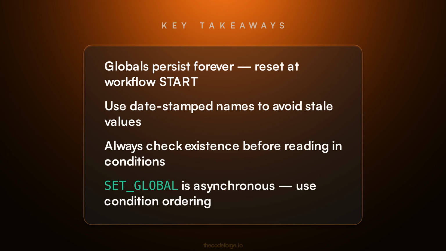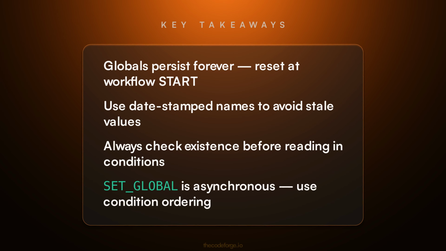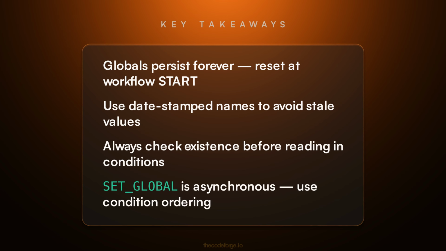To wrap up, global variables are powerful but dangerous. Reset them at the start of each run, use date-stamped names, and always check existence in conditions. Audit your globals regularly to avoid orphan variables.